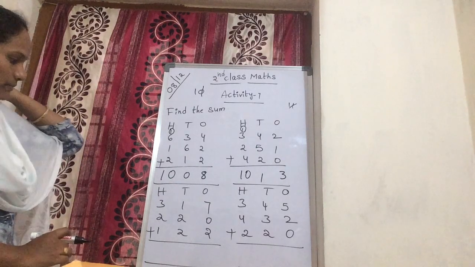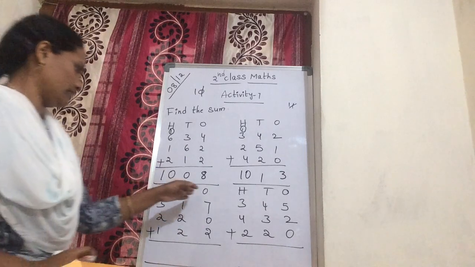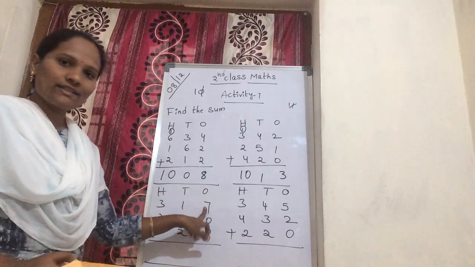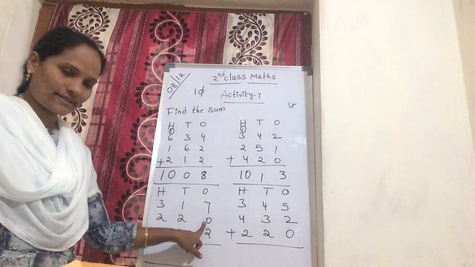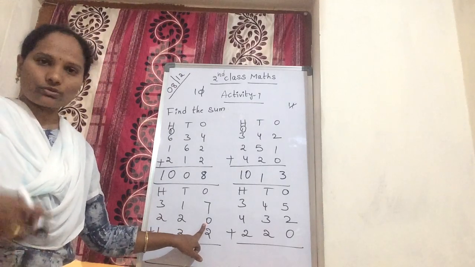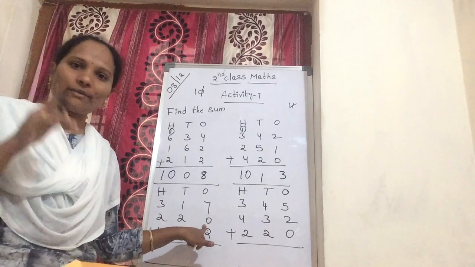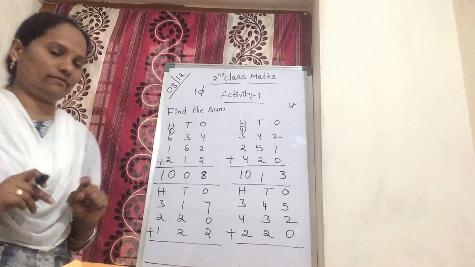317 plus 220 plus 122. You are adding these 3 numbers, coming from ones first. Now in ones, 7. So 7 plus 0 is 7. 8 plus 0, 8. 9 plus 0, 9. So when you add any number to 0, you get the original number. I mean, when you add any number to 0, the number you added is what comes.